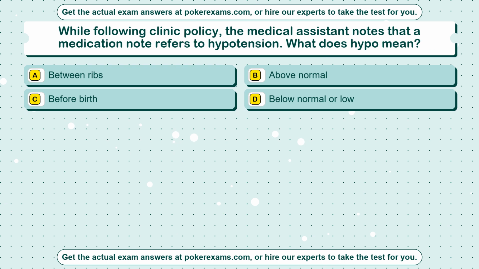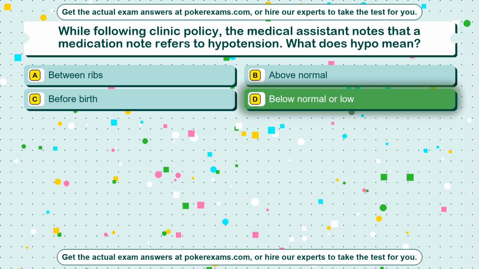Question 38. While following clinic policy, the medical assistant notes that a medication note refers to hypotension. What does hypo mean? Option A, between ribs. Option B, above normal. Option C, before birth. Option D, below normal or low.